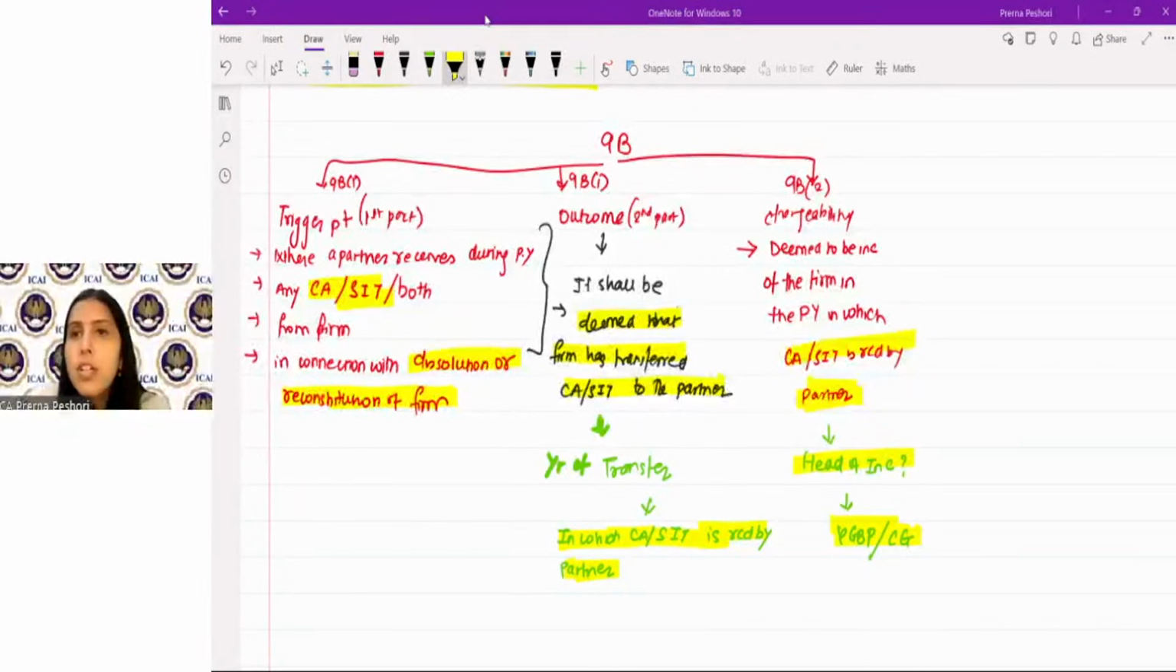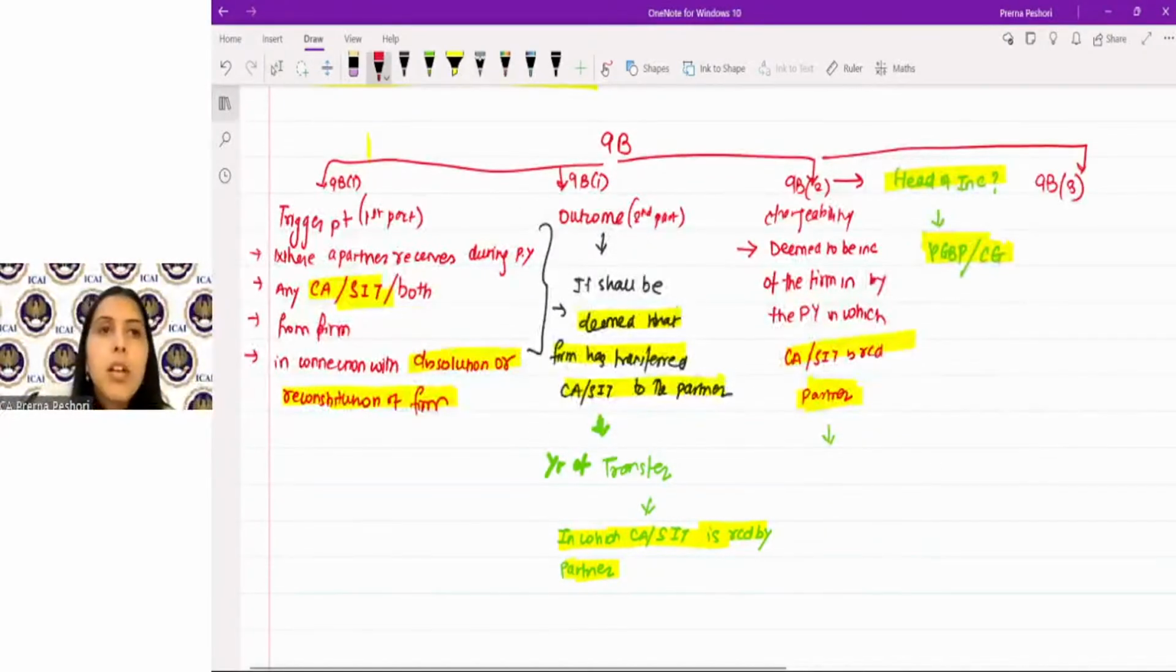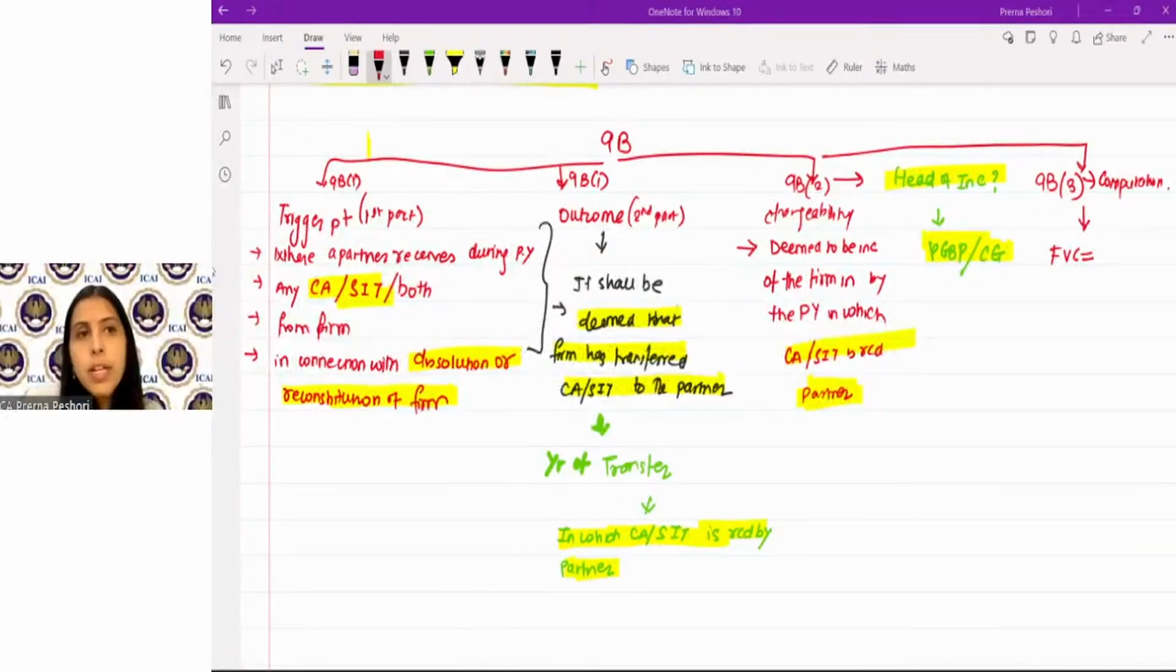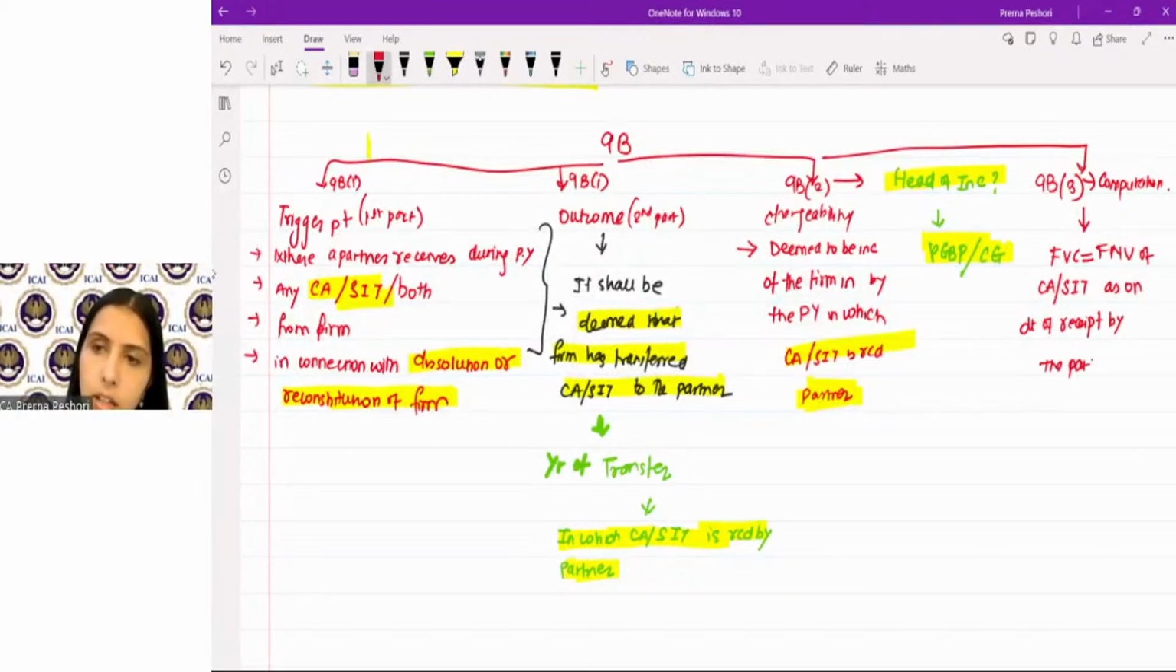Then 9B3 is the computational part, easier to correlate, okay? It doesn't provide the computation per se, but it just provides the full value of consideration. It says the FMV of the capital asset or stock in trade on the date of its receipt by the partner will be deemed to be the full value of consideration received or accruing as a result of deemed transfer of the capital asset or stock in trade.